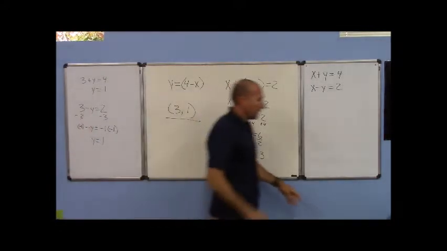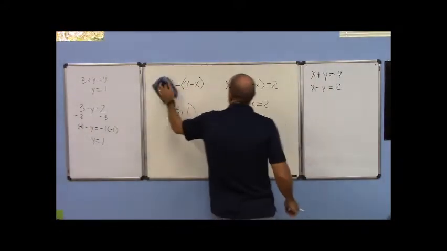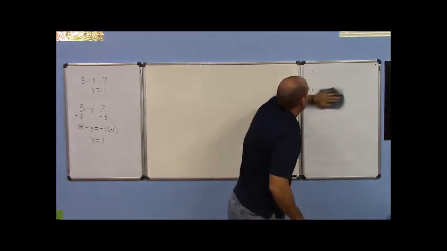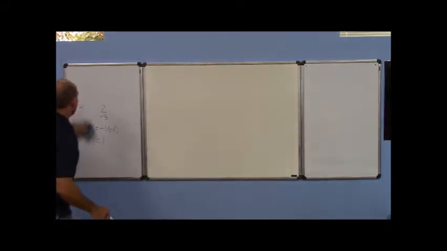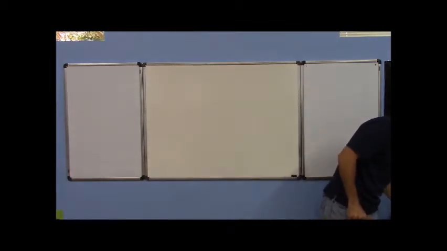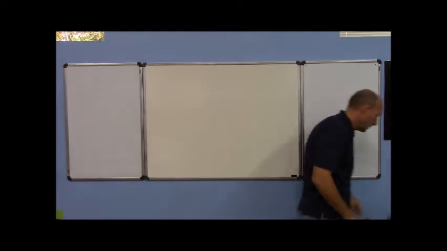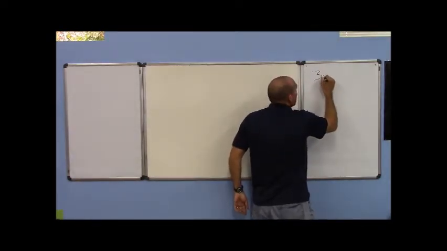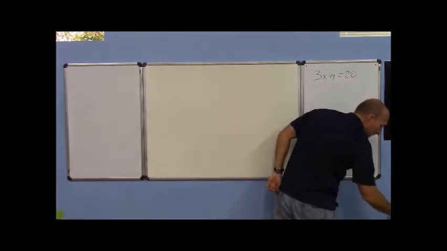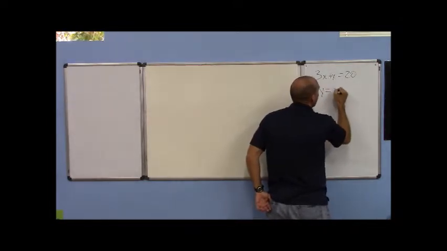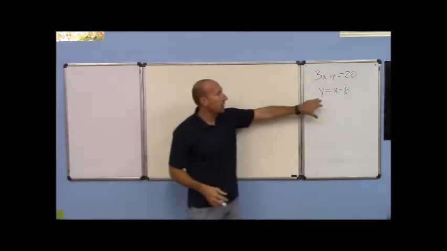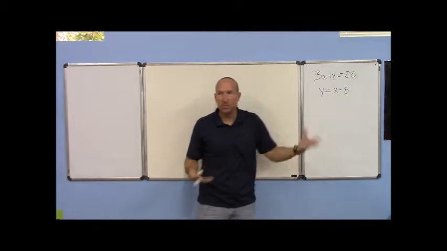So let's do another one. We'll do example 1: 3x plus y equals minus 20, and y equals x minus 8. Now here in this example, it made it easy for us because y is already by itself, so we can use this equation for our substitution.